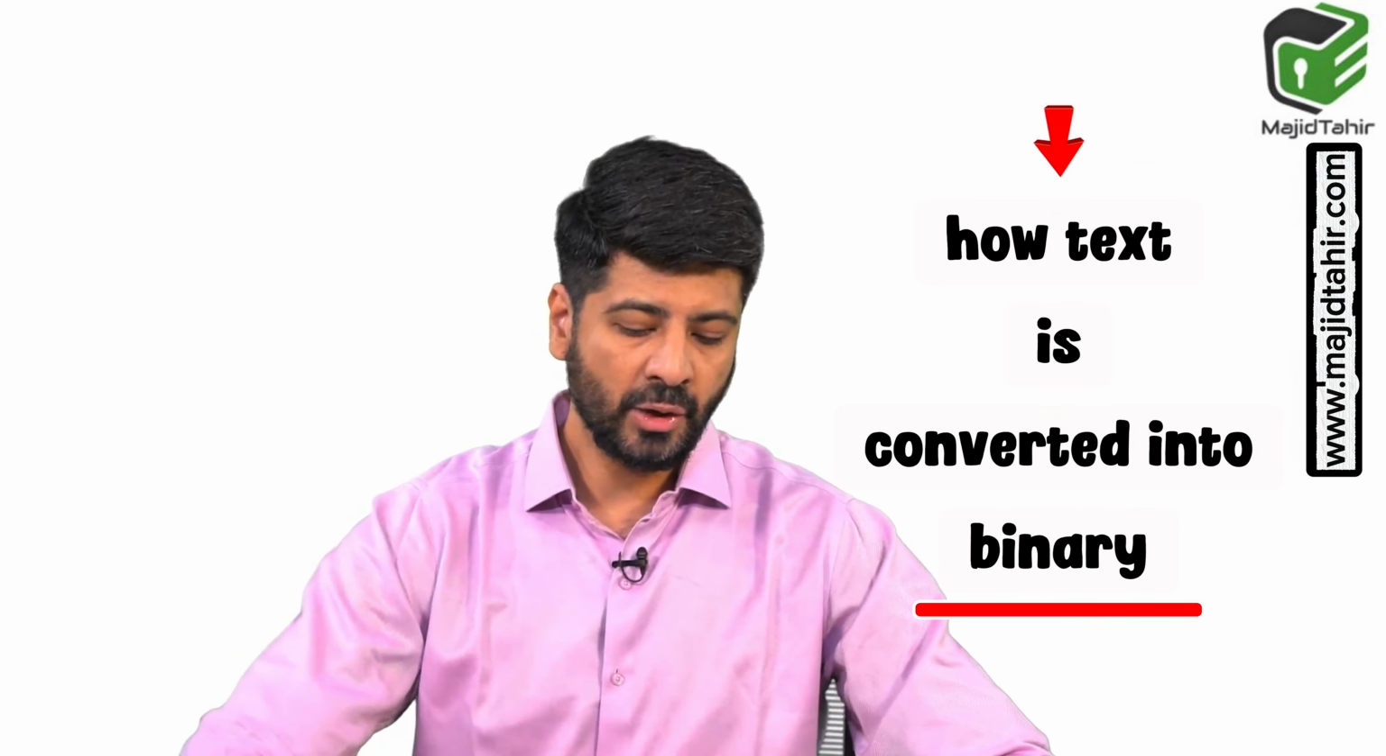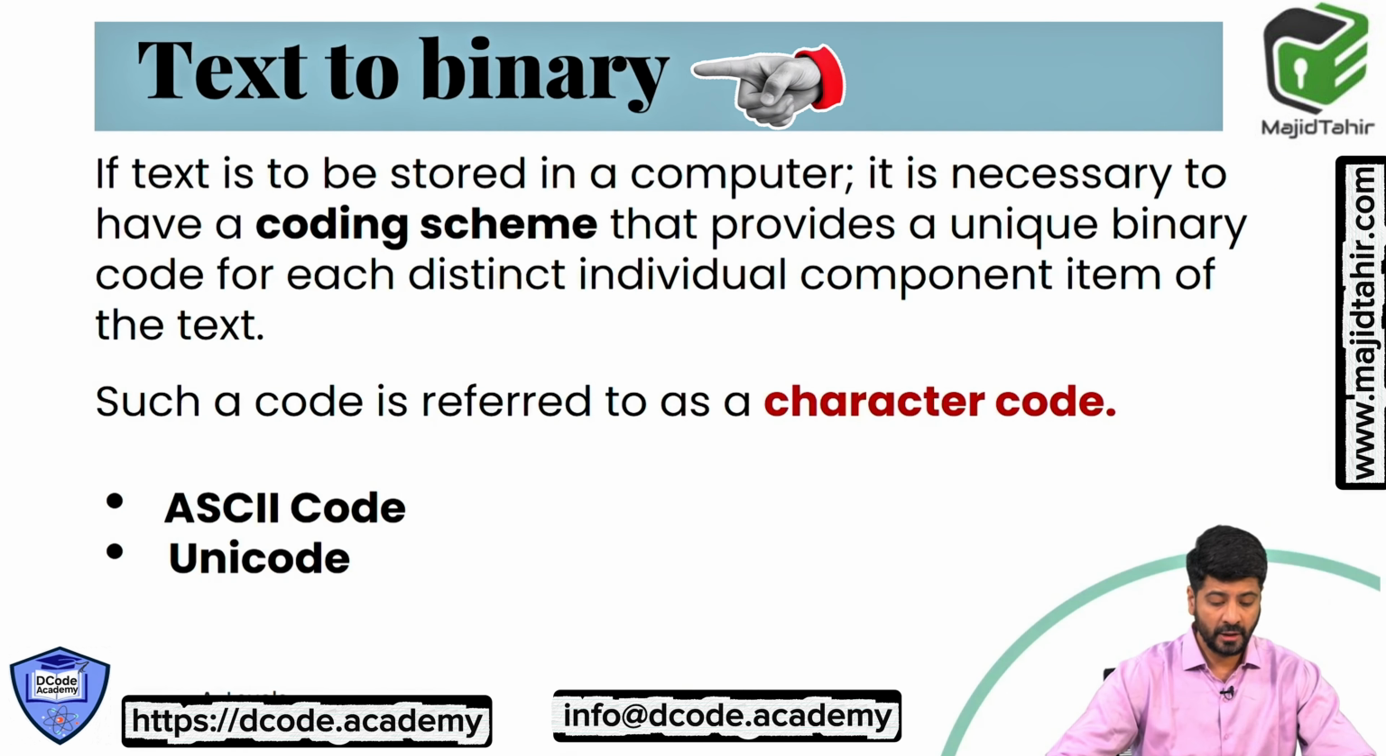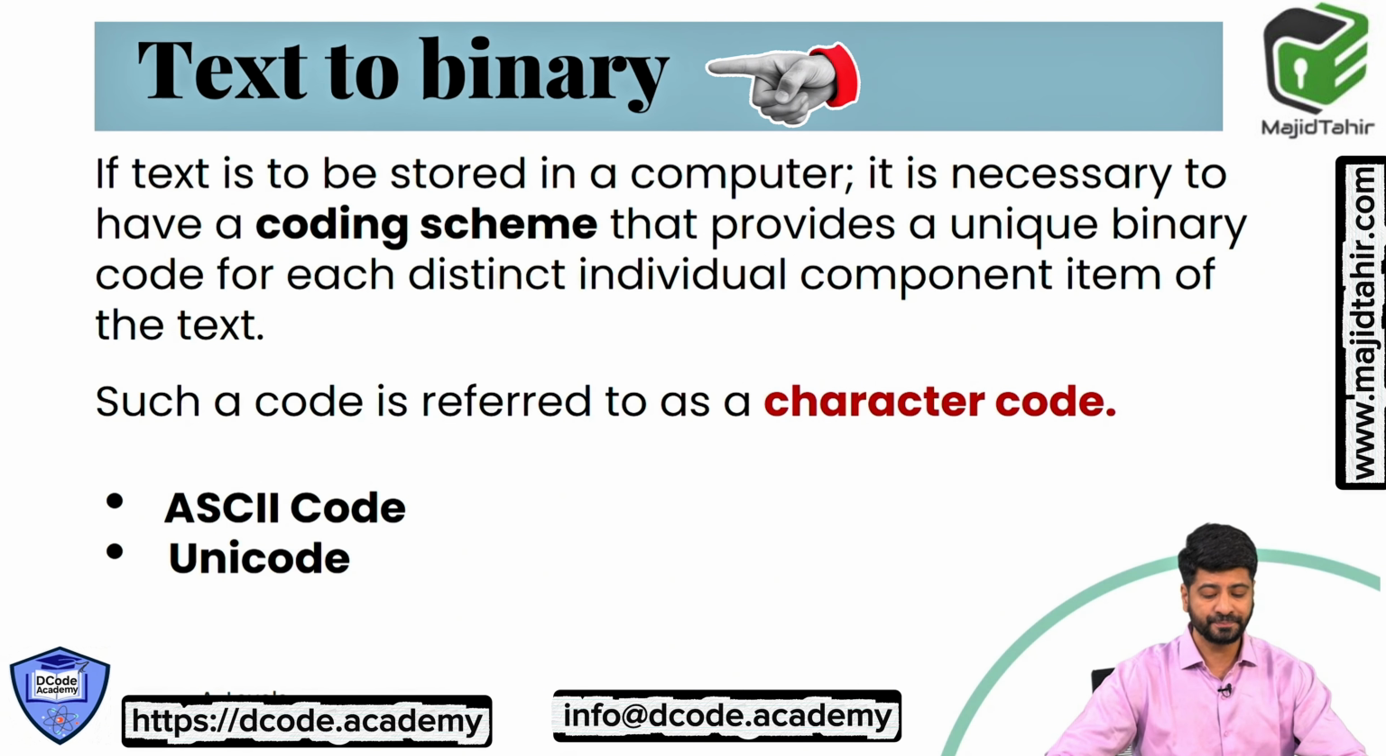Let's start. Computers have to convert everything into binary. So let's see how images, text, and everything else is converted into binary. We'll first see the conversion of text into binary.